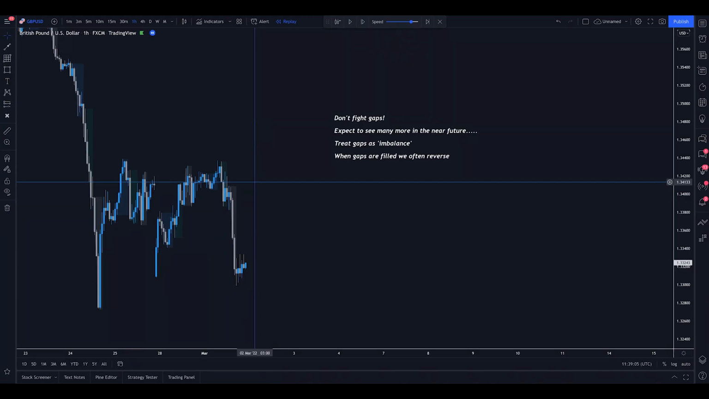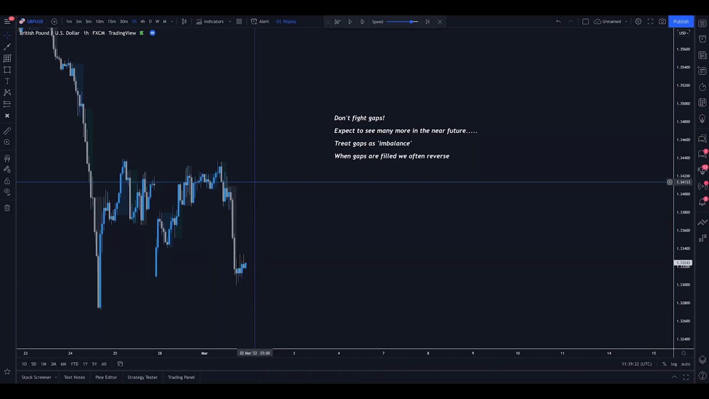Next thing, expect to see many more of these gaps in the near future. Because of the economic turmoil and the big fundamentals we've got going on right now, the geopolitical state of the market, so to speak, we are probably going to see many, many more market gaps occur because there's so much uncertainty, right? There's investor uncertainty, different currencies, different news coming out all the time. And what it does is cause these big inefficiencies in the market and these big wild swings. So expect to see more of these gaps and don't try to battle them.